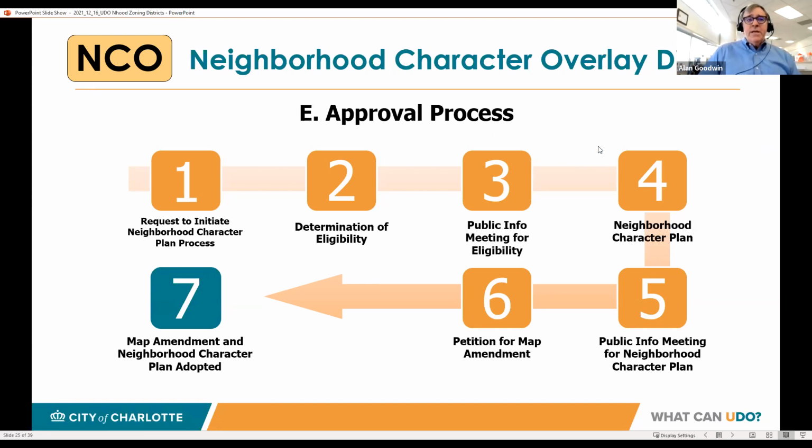That will be done by the planning department in conjunction with the neighborhood. There will be a public informational meeting to reveal what is included in the neighborhood character plan. At that point, there would be a petition for a map amendment, essentially an overlay district amendment that would go through the adoption process and would go ultimately to the city council for adoption, similar to the way a rezoning would work.